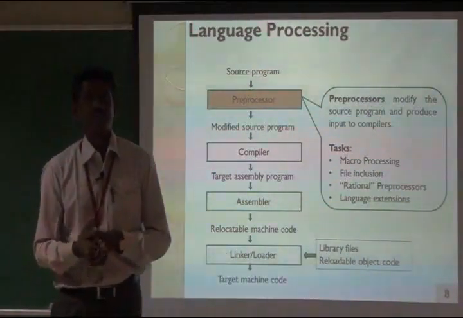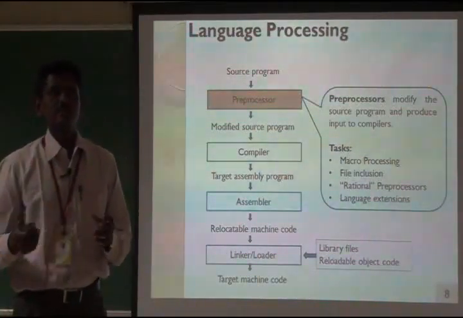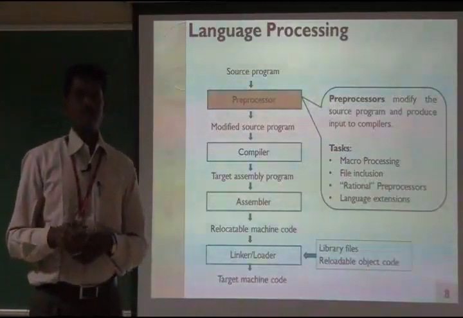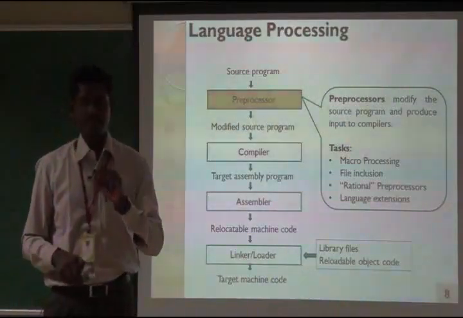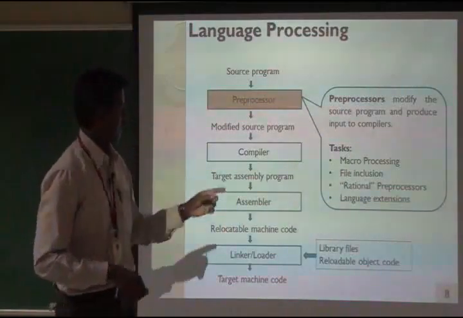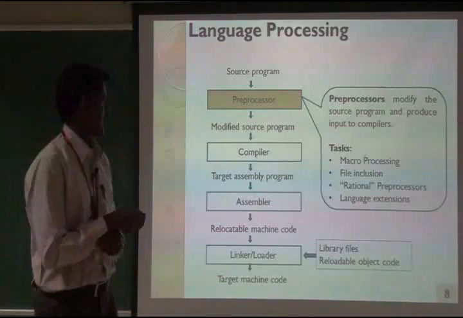The second one is file inclusion. Nowadays all the languages have many library functions. All the library functions are stored in some library files. Before using a library function, you must include the header file. For that we use the file inclusion process, which is done by the preprocessor.